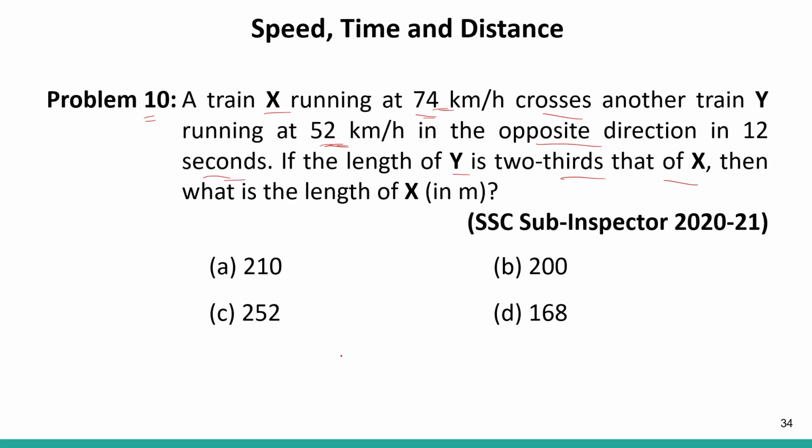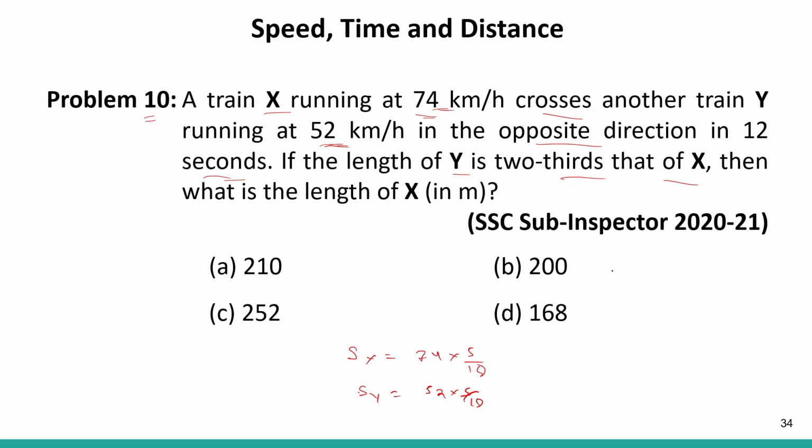So speed of X is equal to 74 into 5 by 18, right? And speed of Y is equal to 52 into 5 by 18. So they are going in opposite direction, so they will cross each other when their lengths are added up.